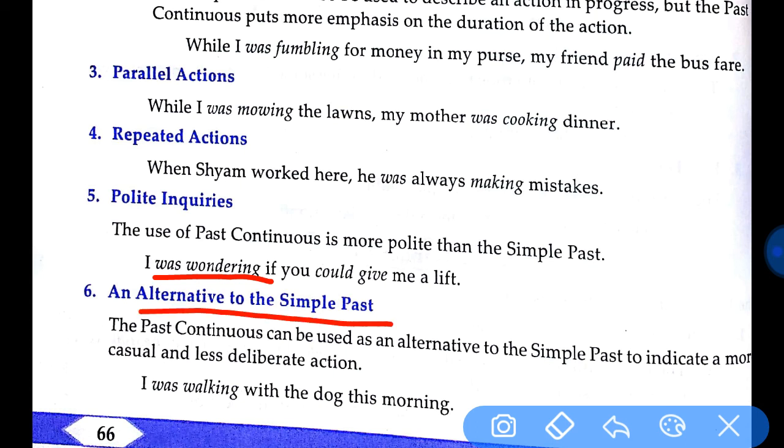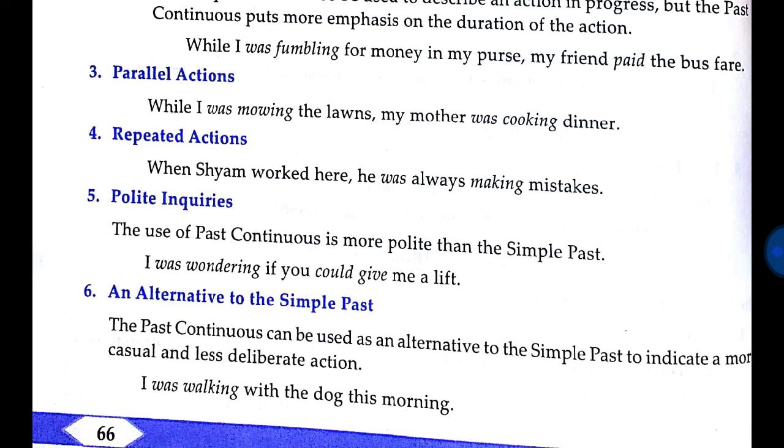Then, an alternative to the simple past. Sometimes for the simple past, an alternative form is used in the past continuous tense. See, the past continuous can be used as an alternative to the simple past to indicate a more casual and less deliberate action. Look at this: I was walking with the dog this morning. So for something else, an alternate is shown. I was walking with the dog this morning.